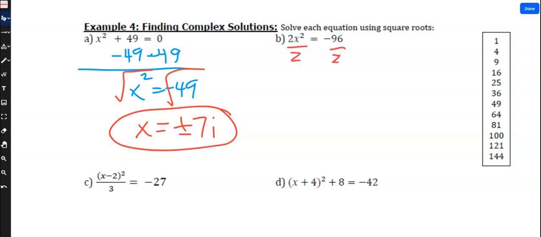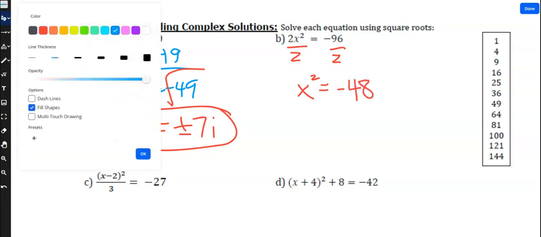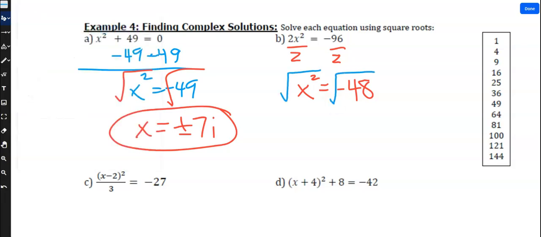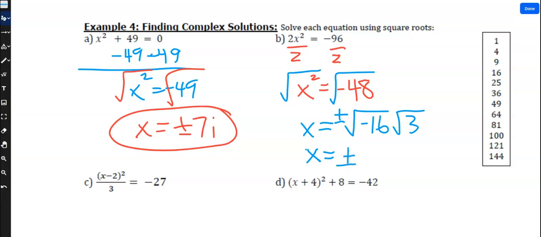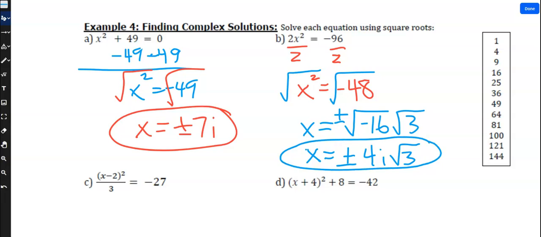Divide by 2, divide by 2. x squared equals negative 48. Take the square root. x equals, okay, so 16 goes into that. Take the negative, and don't forget your plus and minus. Negative 16 goes into negative 48 3 times. So we get x equals plus and minus 4i square root 3. Final answer.